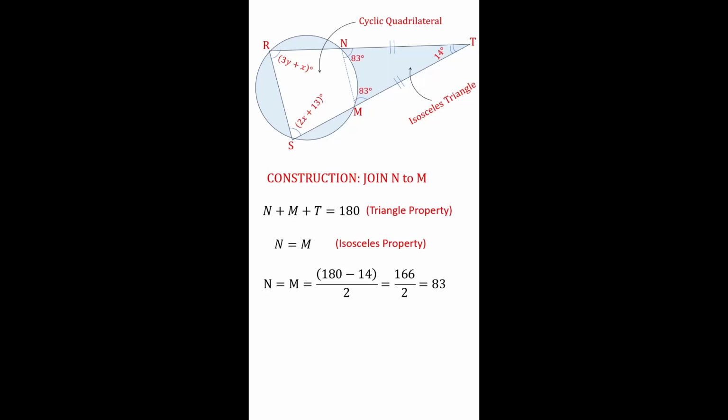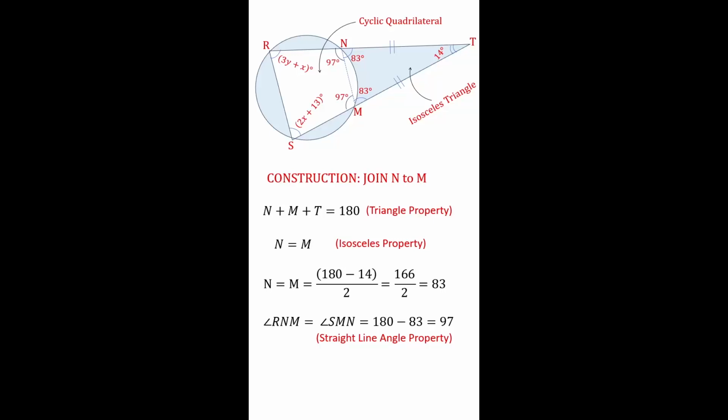We know that from angles on a straight line, as you can see, RNT is a straight line. We can also find the interior angles at N and at M respectively, so that we can get all the angles inside our cyclic quadrilateral. When we subtract this 83 from 180 via angles on a straight line, we get 97 degrees. So we can say that N is 97 and M is also 97 inside the circle, or inside the cyclic quadrilateral.